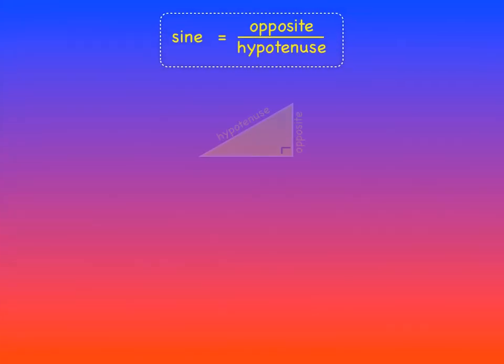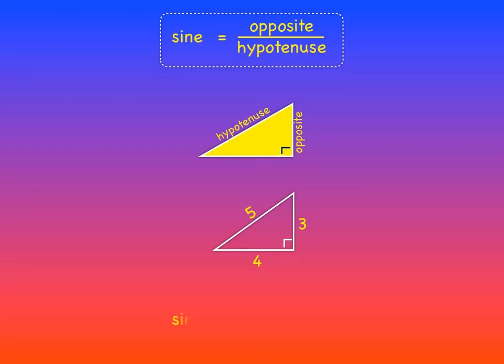Here's another example. There's that classic 3, 4, 5 right triangle. The sine, compare the opposite side to the hypotenuse, will be 3 to 5. Well, a number over a number means you can divide. 3 divided by 5 is 0.6, that's 6/10.